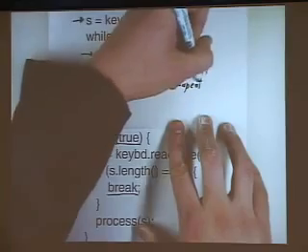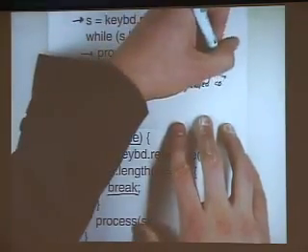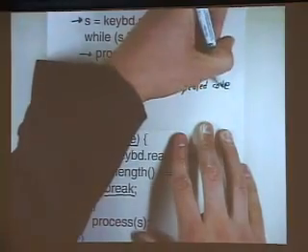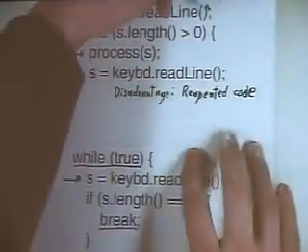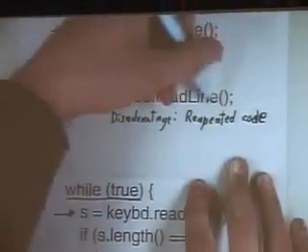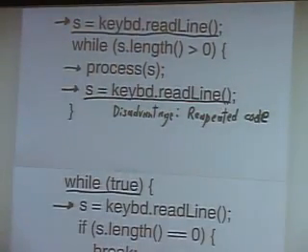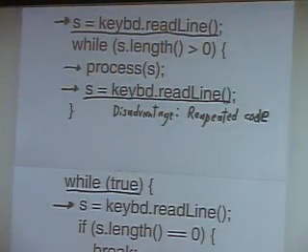So we've got this duplicated code that appears twice. S equals keyboard.readline, S equals keyboard.readline. Why is that bad? Well, in this case where we only have one line of code that we're duplicating, it's not that bad. But in a lot of situations where you have these time and a half loops, that might be 100 lines of code that you have to duplicate.